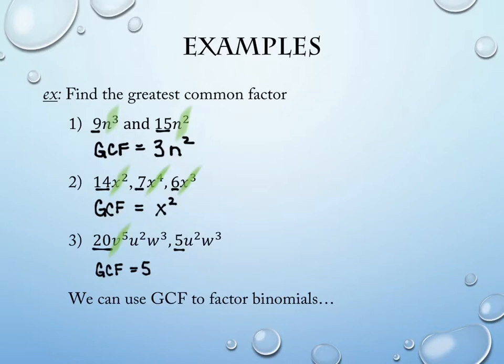And what do you see in the second one? There's no v's, right? So there's nothing they have in common in terms of the v's. How about the u here? How many u's? 2 of them, right? So it's u squared. And then we have the w's. So how many w's do they have in common? All three of them. So I have 5u squared w cubed.